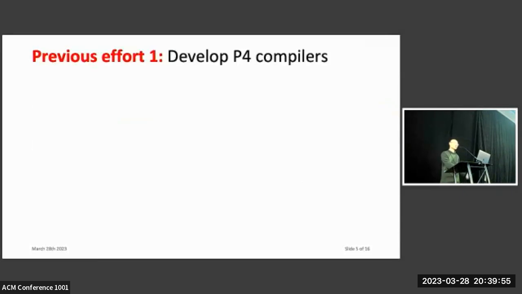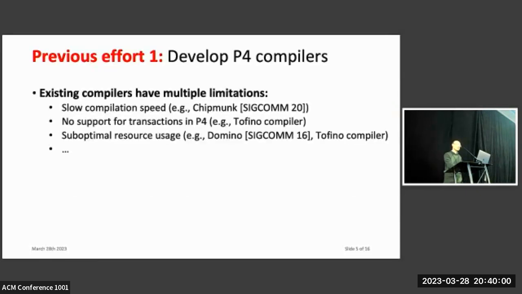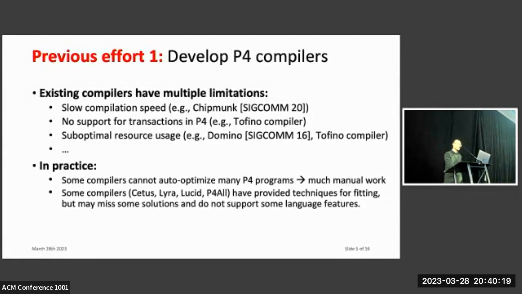The first previous effort is to develop P4 compilers to make the whole process automatic. But existing compilers have multiple limitations. For example, the Chipmunk compiler suffers from slow compilation speed. The Tofino compiler, a commercial compiler, has no support for transactions in P4. And both the Domino compiler and the Tofino compiler lead to suboptimal resource usage. In practice, based on feedback from a lot of industry people, a lot of manual work is necessary to make the compilation process successful. And some compilers do provide techniques for fitting, but may miss some solutions.